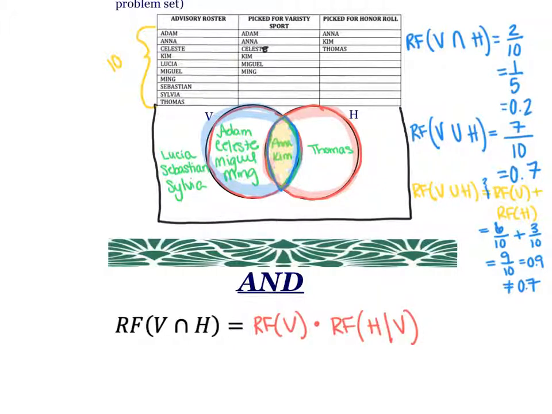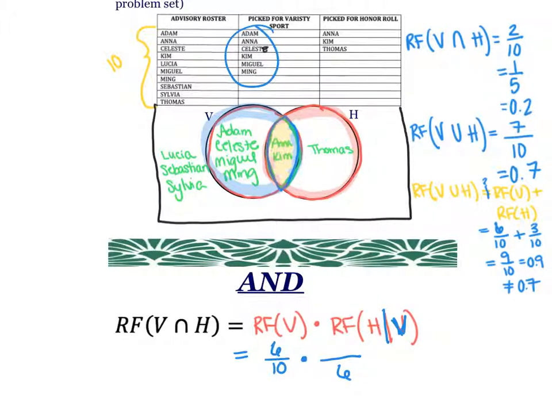Here it was easy to count because I only have 10 students and I was able to make a Venn diagram, but sometimes you don't have that. Sometimes we don't have this much information. So let's fill this in. The relative frequency of V, someone in my advisory being on a varsity sport, is 6 out of the 10 students, times the relative frequency of them being on the honor roll given that they were already on the varsity team. So since I have this given that they were on the varsity team, I'm no longer pulling from my whole advisory. I'm only pulling from the 6 up here that are on a varsity team.